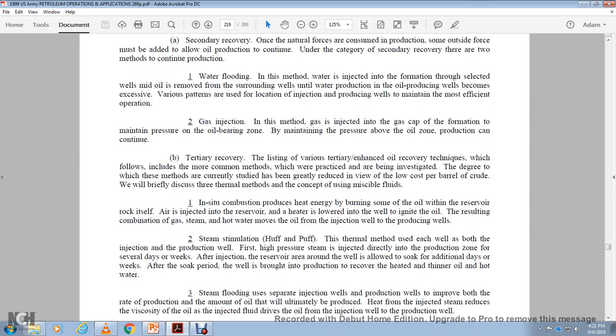In situ combustion produces energy by burning some of the oil within the reservoir rock itself. Air is injected into the reservoir, heavily lower than the well, and ignites the oil, with the result that the combination of the gas, steam and hot water moves the oil from the injection well to the producing well.